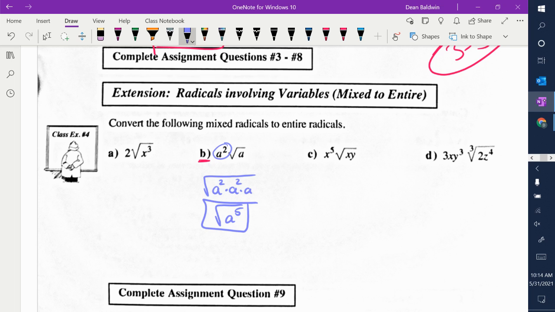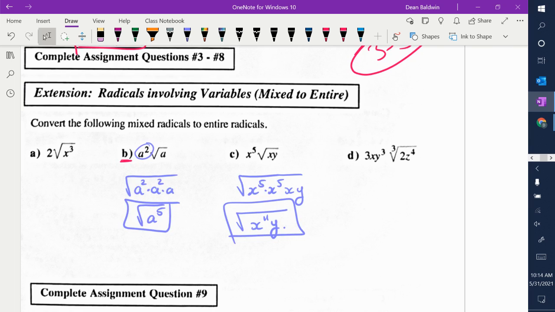Same with the next one. I'm putting in 2 x to the 5s. There's a y there and an x, sorry. So what's my answer? X to the 11 and a y.